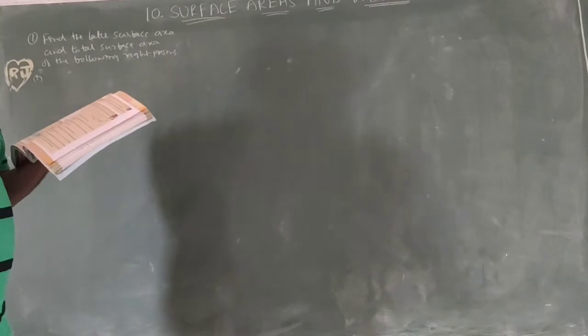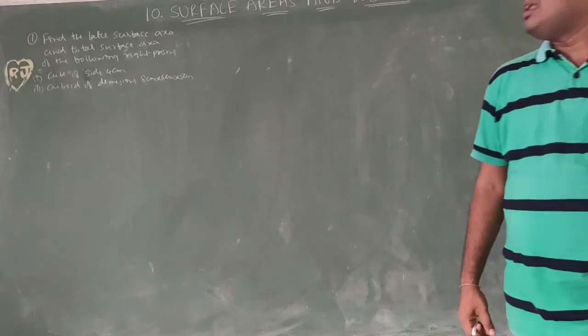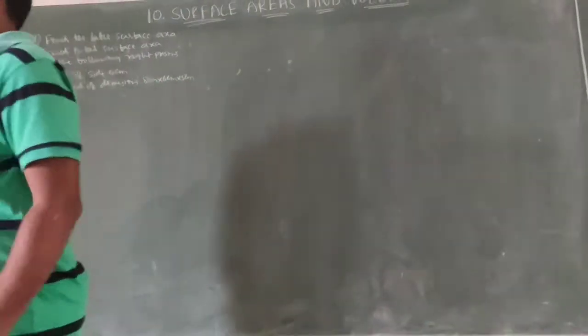So here the diagram is given. It is a cube of side 4 centimeters. Second, here the diagram is given. Cuboid of dimensions 8 centimeters, 6 centimeters, 5 centimeters. So these are the dimensions. We need to find out both lateral surface area and total surface area.